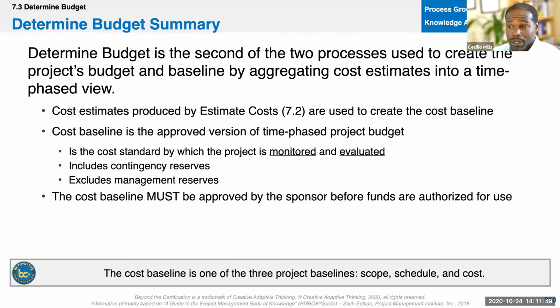Okay, now let's build this thing out. Let's determine the budget. This is how we're going to create the baseline. We're going to aggregate, and that's a PMI term, cost aggregation. That's a tool and technique, though. That's the PMI term. Don't forget that.